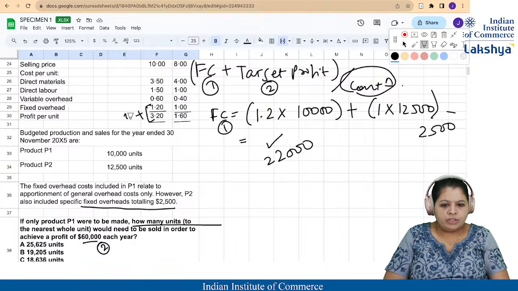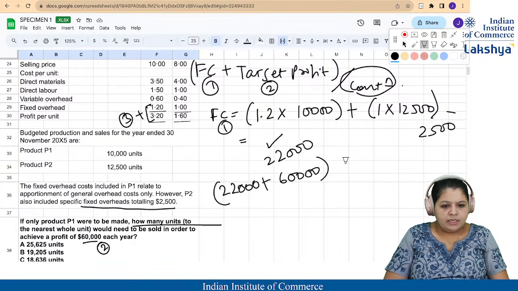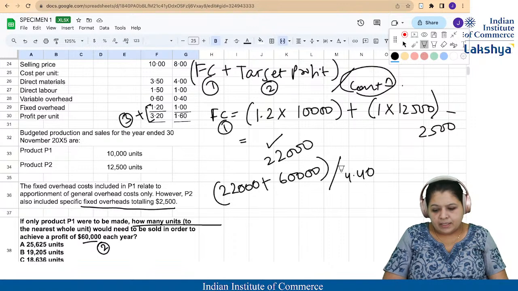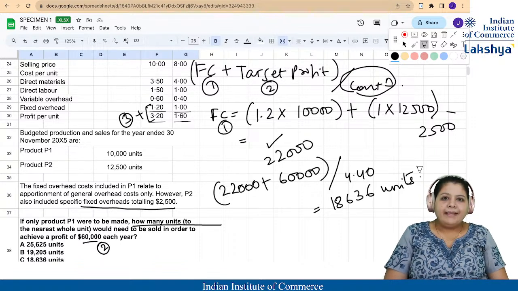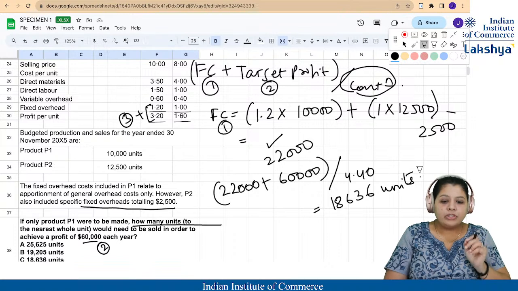So my contribution is going to be number three, which is 1.2 into 3.2. So let's put those values together. It is 22,000 plus my 60,000 divided by the contribution, which is 1.2 plus 3.2, which is 4.40, right? And that comes to a value which is 18,636 units. Right? It's a simple question.